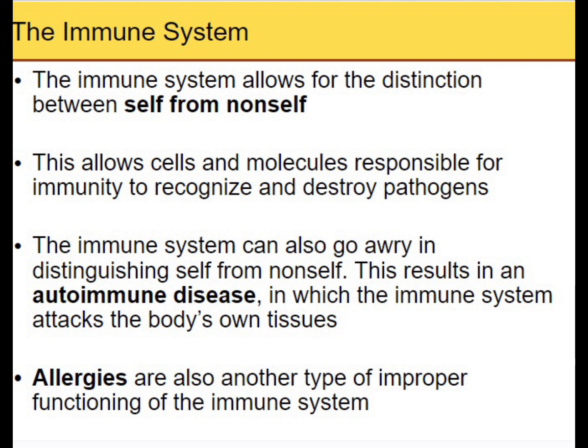The immune system. The immune system allows for the distinction of self from non-self. This allows cells and molecules responsible for immunity to recognize and destroy pathogens. The immune system can also fail in distinguishing self from non-self. The result is an autoimmune disease, in which the immune system attacks the body's own tissues. Allergies are another type of improper functioning of the system.